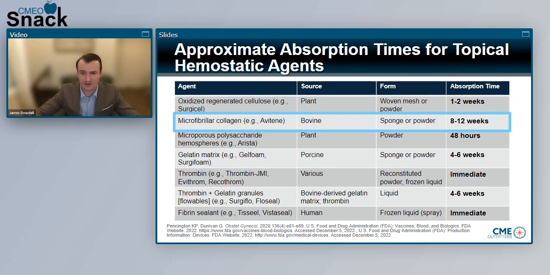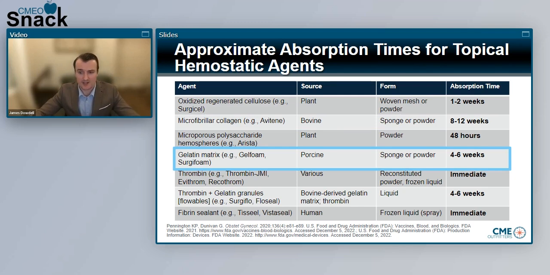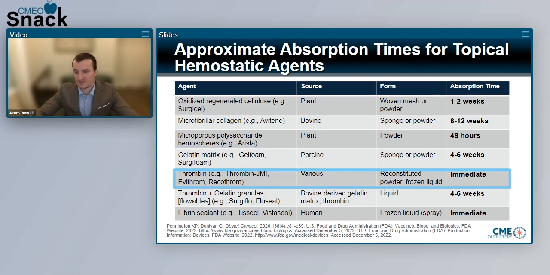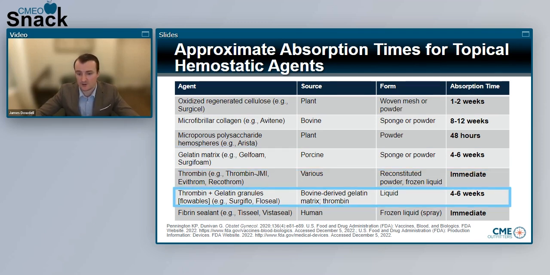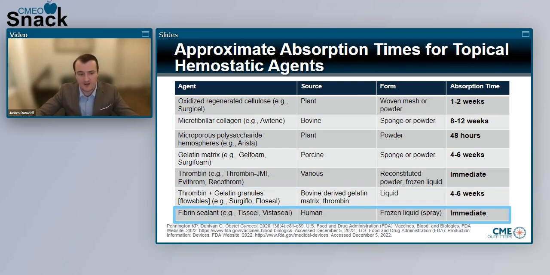Collagen. I don't typically use collagen, but you can use a sponge or a powder, but that takes a long time to absorb, 8 to 12 weeks. And we're going to get to another slide very shortly, indicating that could be a problem. And I'm going to talk about that. Arista, actually it absorbs very quickly, 48 hours. Doesn't have a lot of side effects. Okay, so it doesn't create infection, granulomas, things along those lines. Gelatin matrix. This is gel foam. It takes about 4 to 6 weeks to absorb. Thrombin is immediate. Thrombin with the gelatin granules takes about 4 to 6 weeks, right along in line with the gelatin matrix. And the fibrin sealants also absorb relatively quickly.